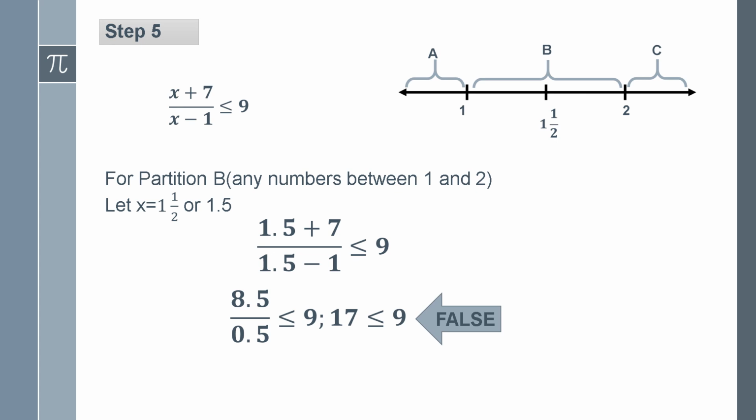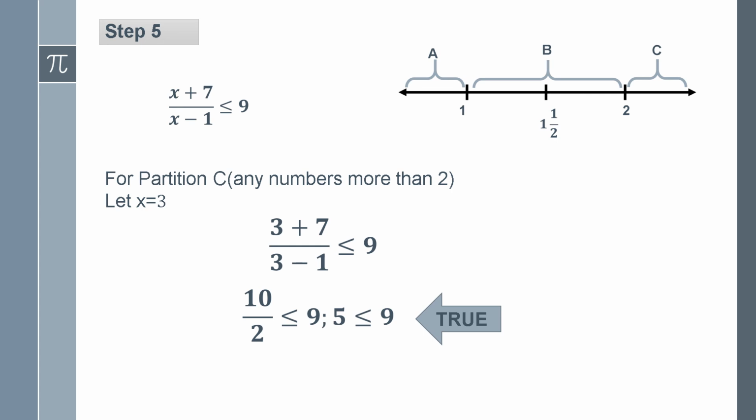And then, yung set B naman, which are the numbers between 1 and 2, nilet ko ay 1 and 1 half or 1.5. Bale, i-substitute natin yung 1.5 sa expression. The resulting expression will be 8.5 over 0.5. Then the resulting inequality will be 17 is less than or equal to 9. But is that acceptable? No, because obviously 17 is larger than 9. So the inequality is false. Therefore, the partition B or set B is not acceptable as a part of solution set.